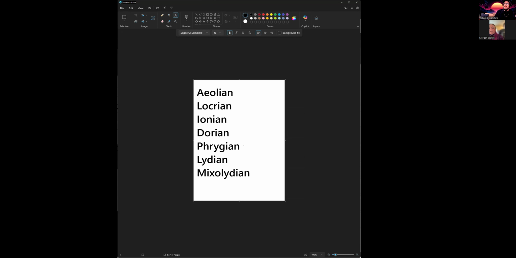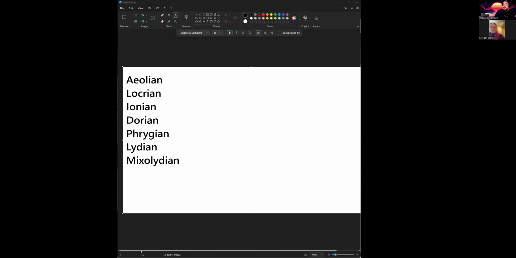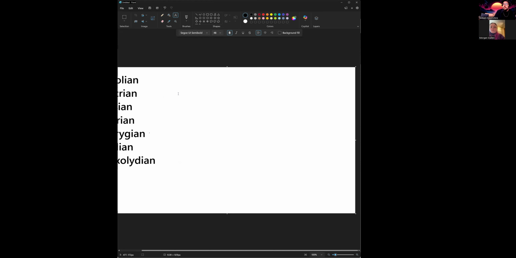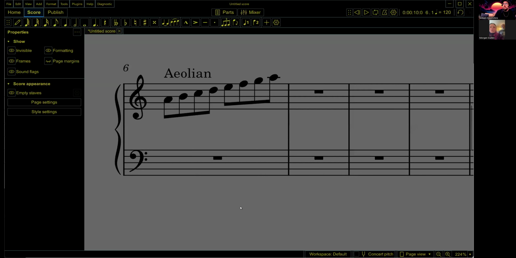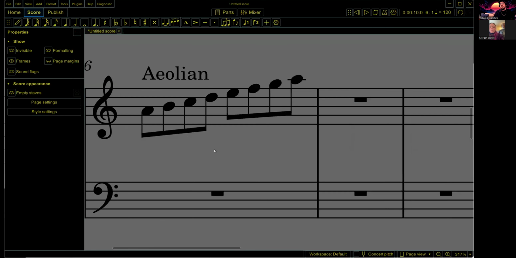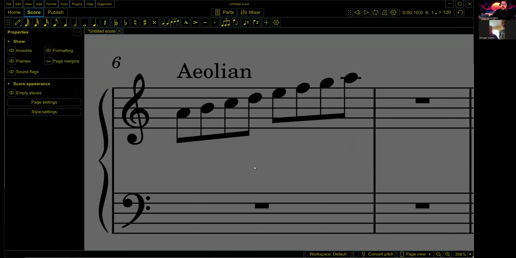So actually, let me open. No, I'll just do it here. It's better to explain it this way. Okay, so from A to actually, I'm gonna do it down here. This comes back to intervals, kind of. So from A to B is what, a tone or a semitone?